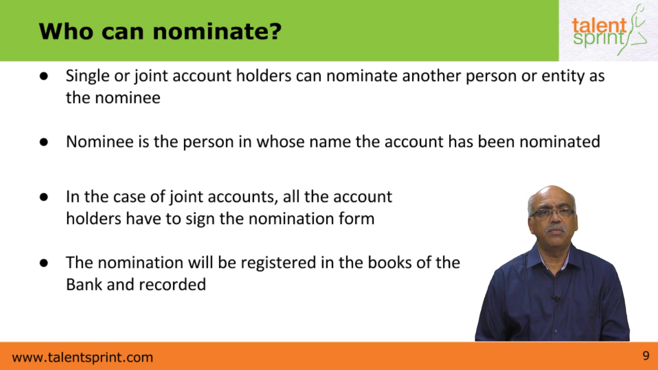Again, how will the nominee come to know that his nomination is valid? The nominations have to be registered in the books of the bank concerned. The nomination is to be registered by means of the bank giving a nomination form, which will contain details of the nominee, his present address, his age and gender, and relationship to the account holders. This nomination form will be signed by the account holder in case of a single account and by all the account holders in the case of a joint account.